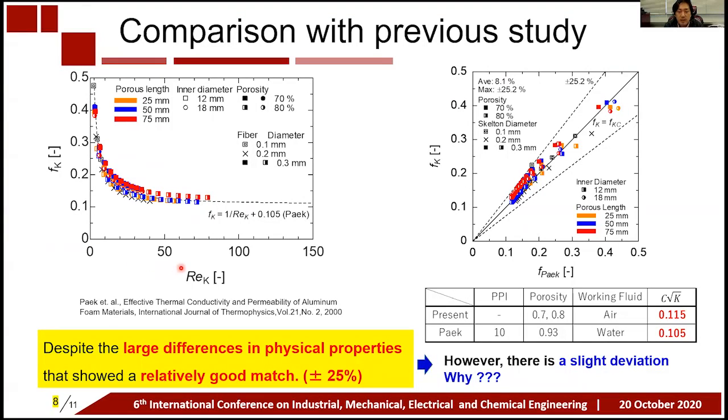Let's compare with other researchers on this extended Darcy law. In this comparison, we compare the data obtained with water from PEC. It shows very good agreement with our air data. However, there is some variability, and we have explored why.